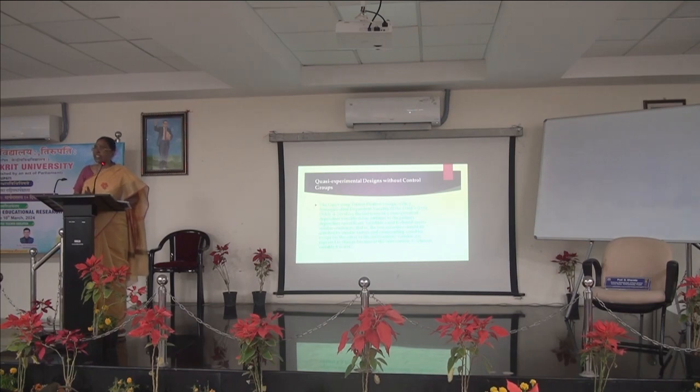Same, the four types are there in the no control groups. The last one. Quasi-experimental designs without control group. The one group pretest post-test design with a non-equivalent dependent variable. Non-equivalent dependent variable. O1A is one variable. O1B is another one. O2A, O2B. It involves the inclusion of a non-equivalent dependent variable. Here it's not random.